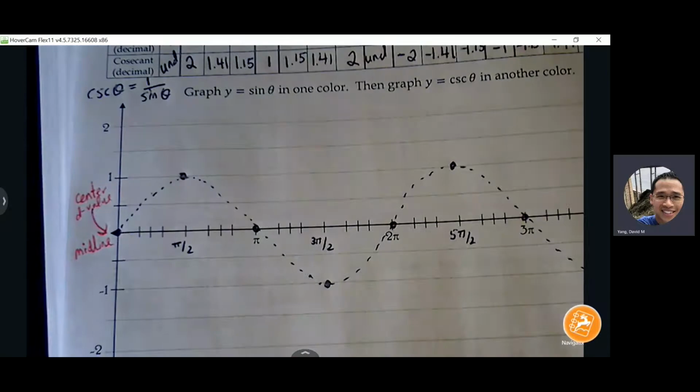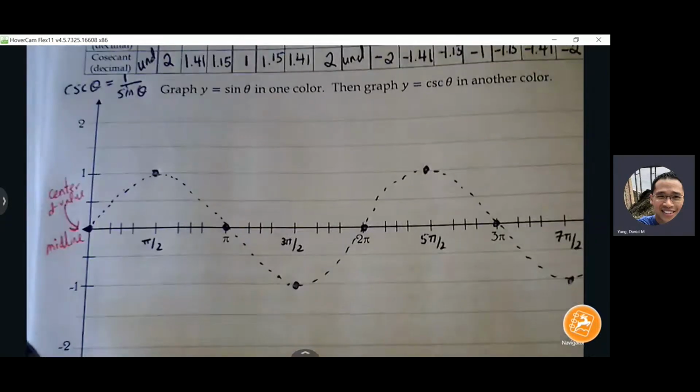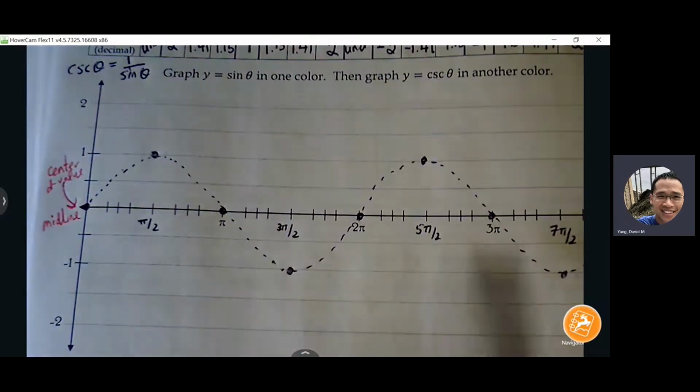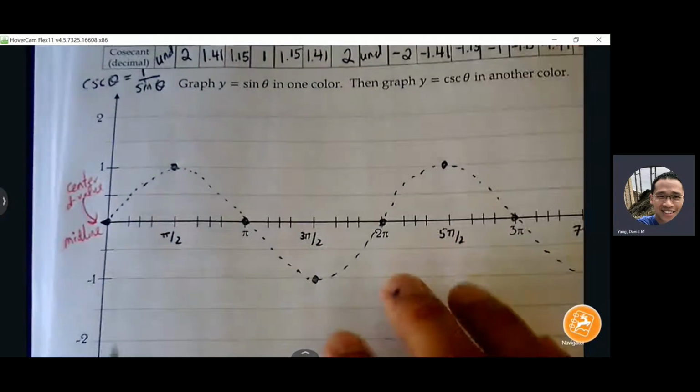Right now, there's no shift, right? But it's the midline, it's the center. Now, wherever this imaginary sine graph crosses the x-axis, that's where the asymptote for your cosecant is going to occur. And it kind of gives us more additional boundaries.